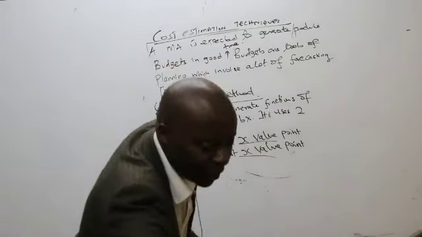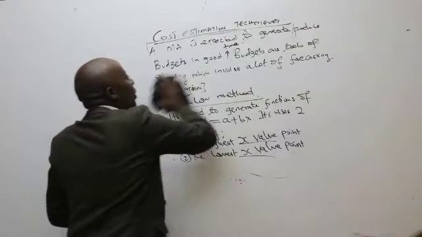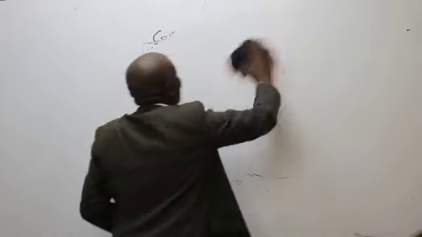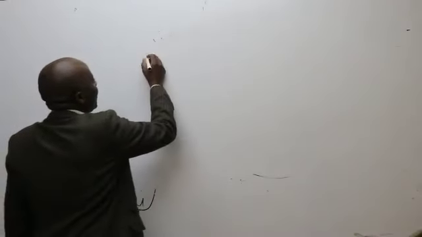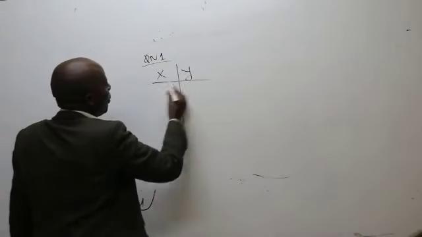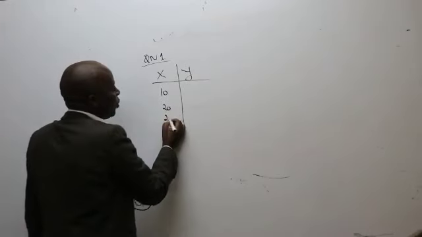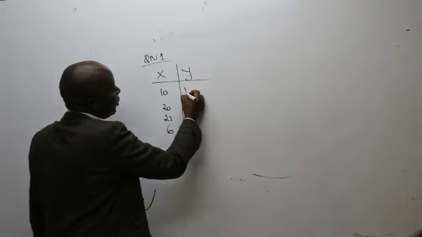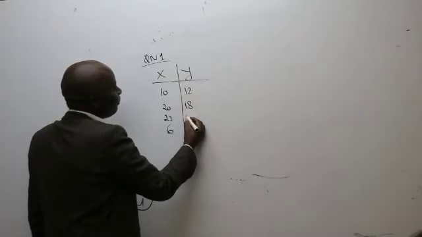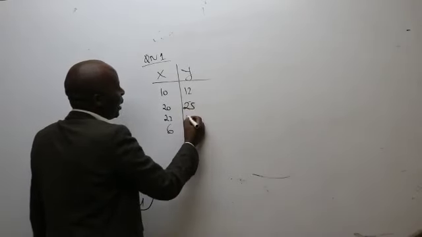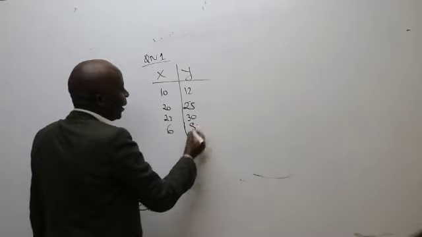So if you allow me, ladies and gentlemen, to extend this further, I will go ahead and give you a question. Question number 1, they have given us here X, Y. So we have here, for instance, 10, 20, 22. We have here, for example, 6. So we have 12. For example, maybe 25. We have here, for example, 30. And this is 8 like that.